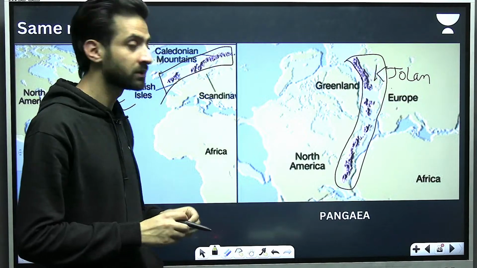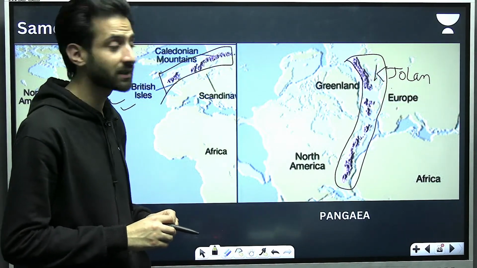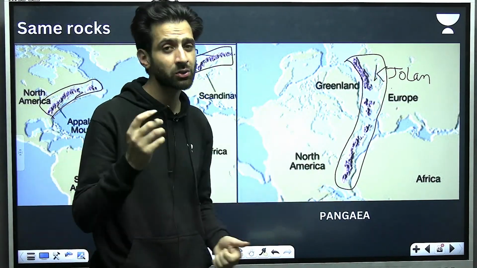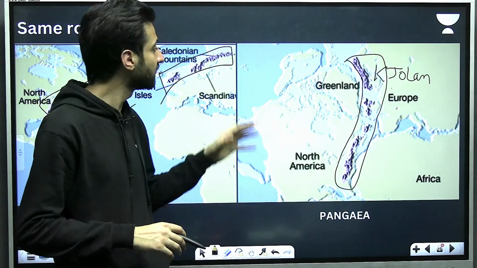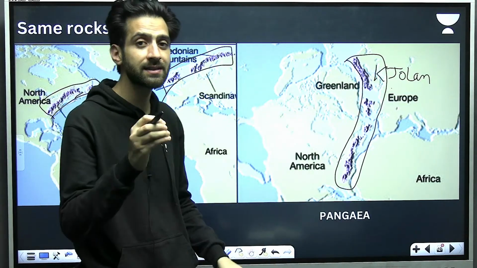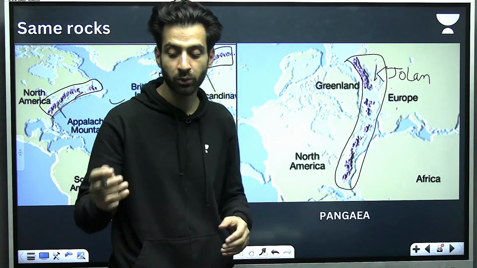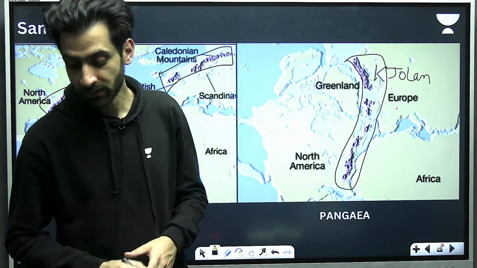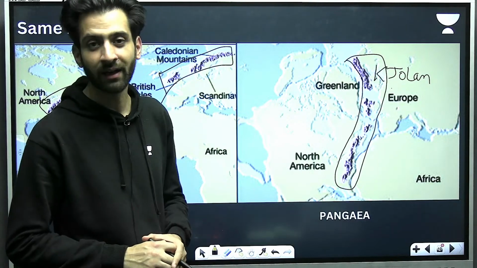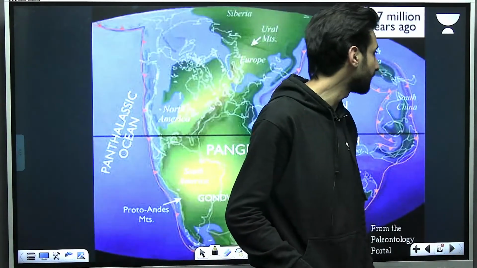Any confusion? So this is our second evidence. If you have any confusion about the mountains, you can ask me in the comments. So two evidences up until now. First is the jigsaw fit, and second is the mountains having the same features present on either side of the ocean. What's the name? Good. Zainab has given the answer, Atlantic Ocean. Very good, that's correct. These mountains are present on either side of the Atlantic Ocean.